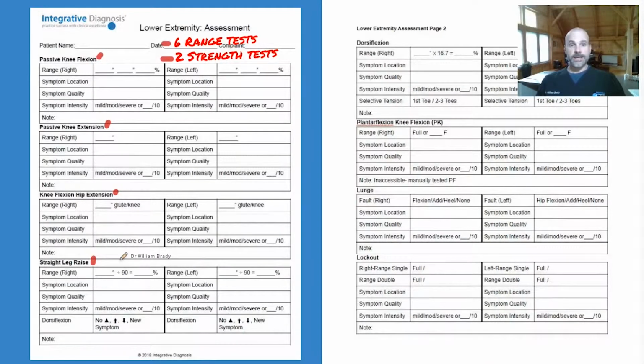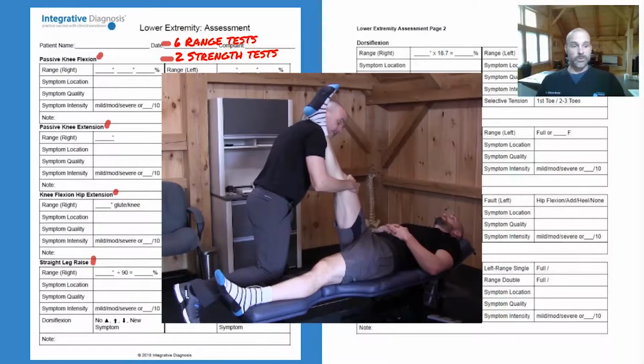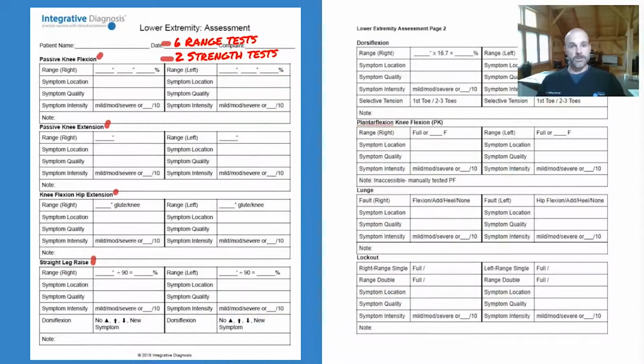Next up is straight leg raise. This is simply put a test for the ability of your sciatic nerve to floss and your hamstring to lengthen. We do this test for the lumbar spine and hips, but it's also included here in lower extremity, and there's some details we'll get into on that.